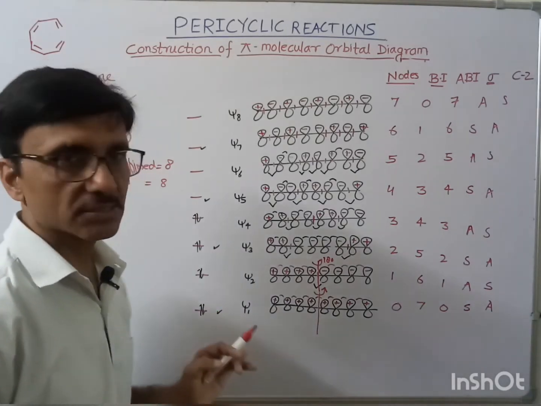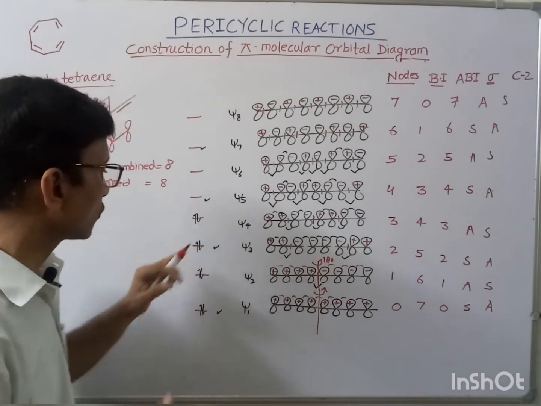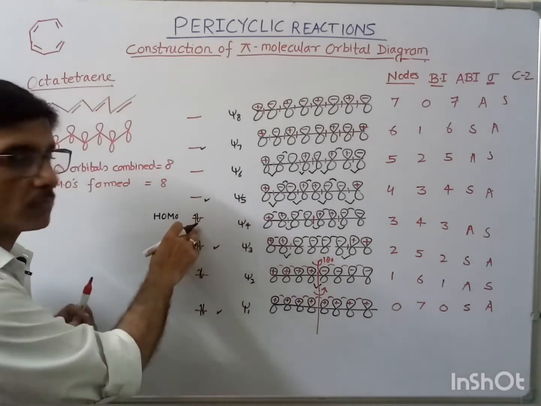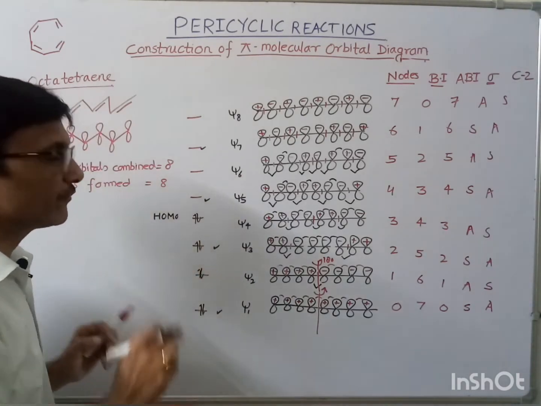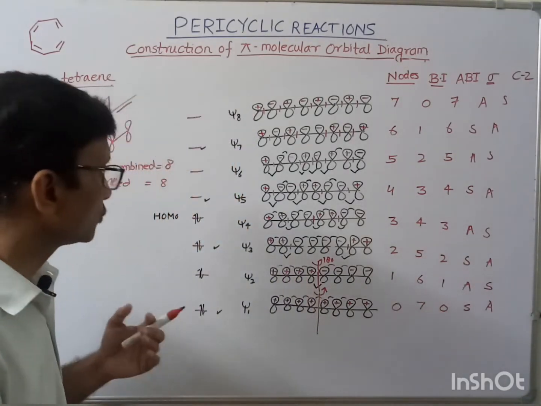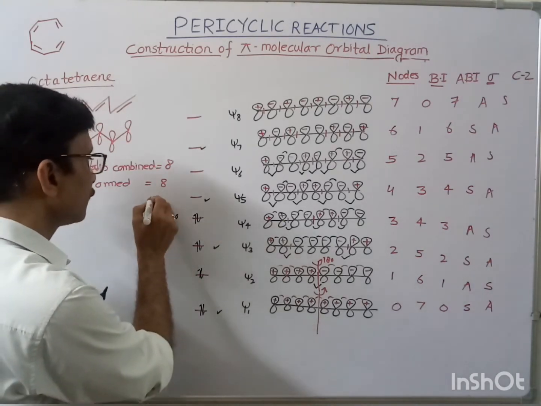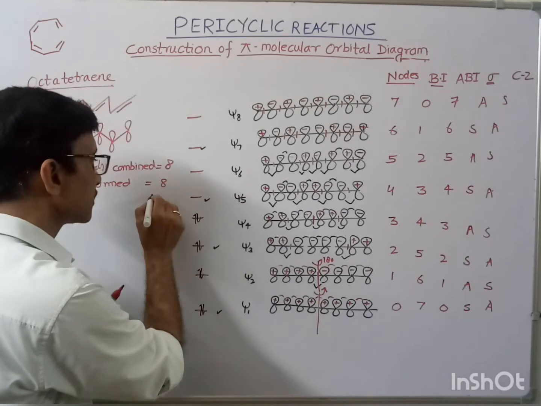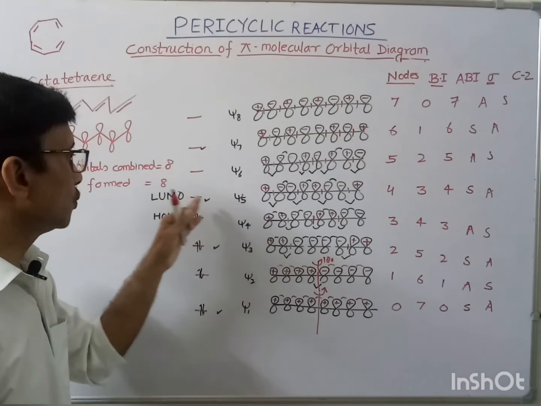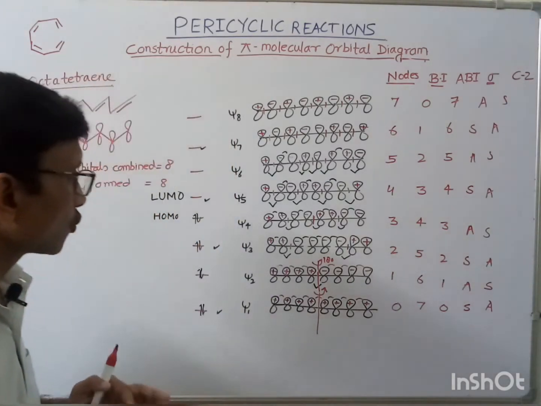Now the HOMO in this case is the highest occupied molecular orbital, and this is the HOMO here. This is the highest occupied molecular orbital, psi 4. So psi 4 is the HOMO for this octatetraene. And what should be the LUMO? That is the lowest unoccupied molecular orbital. This one is not filled. This psi 5 is the unoccupied one. So the lowest unoccupied molecular orbital is psi 5.